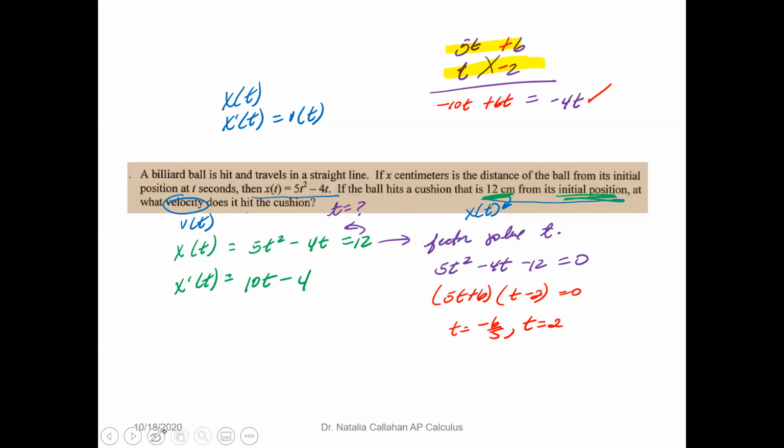Well, like I said before, you cannot have a negative time. So let's cross that out. So the only one that's feasible is t equals 2 seconds.